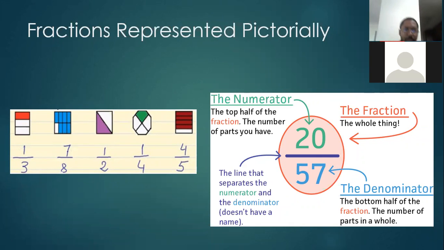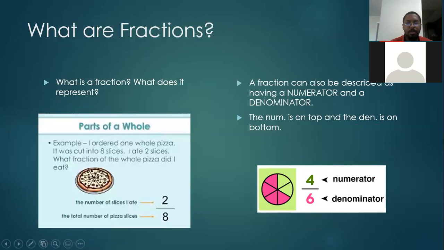And I will sometimes refer to it as numerator and denominator, and sometimes I'll refer to it as top and bottom as shorthand. But you do need to be familiar with the terms numerator and denominator. Sometimes I'll abbreviate it as NUM and DEN, which you can see right here. So NUM refers to numerator and DEN refers to denominator.